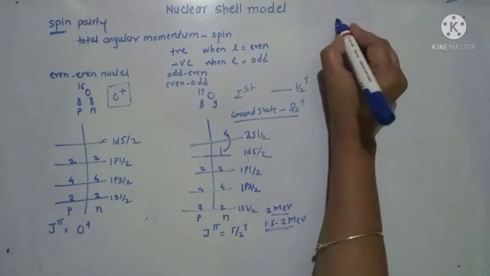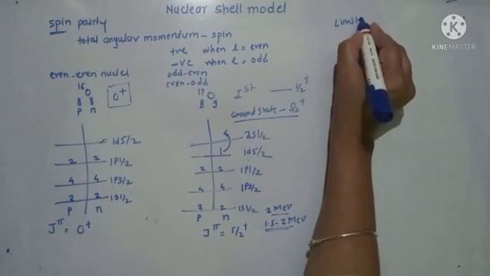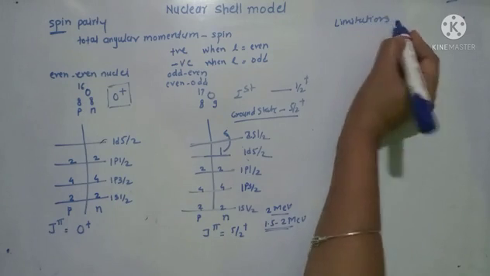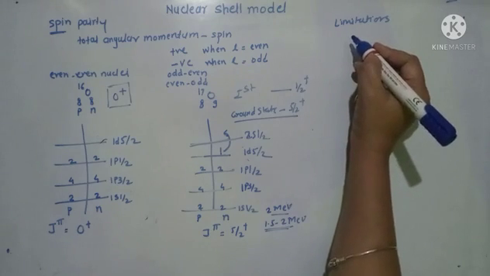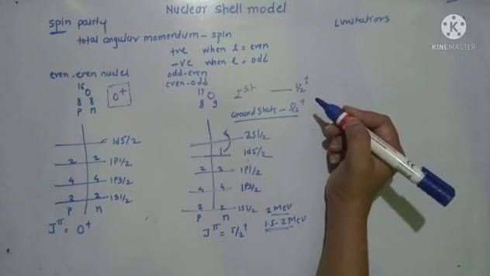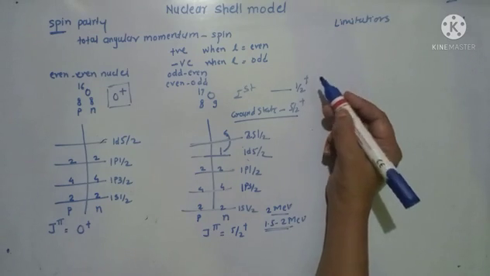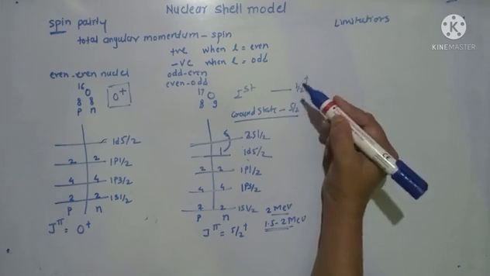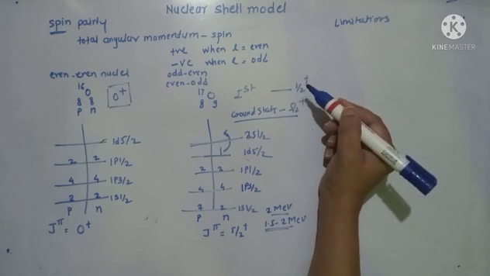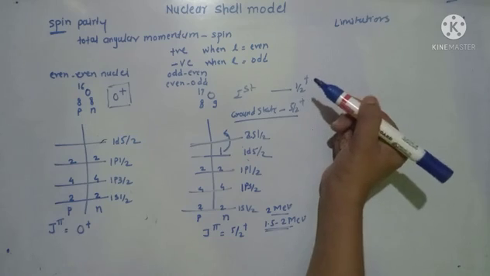There are some limitations of the nuclear shell model, which can be overcome by using the collective model, by combining the nuclear shell model with the liquid drop model or rotational vibrations. Some excited states cannot be explained by using this nuclear shell model, or the nuclear shell model says that the spin parity is decided only by the unpaired nucleon.